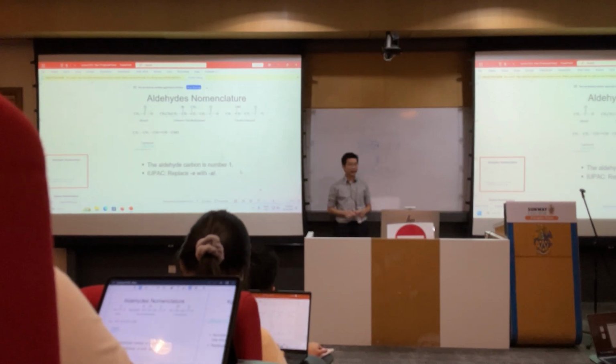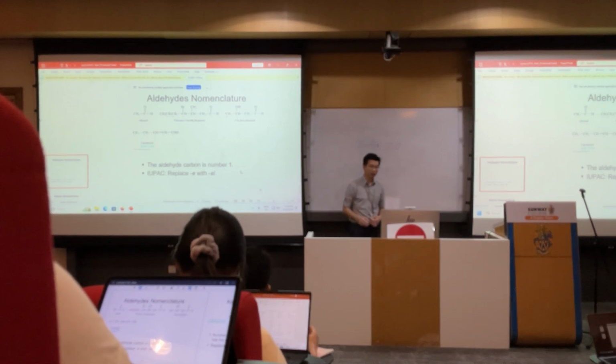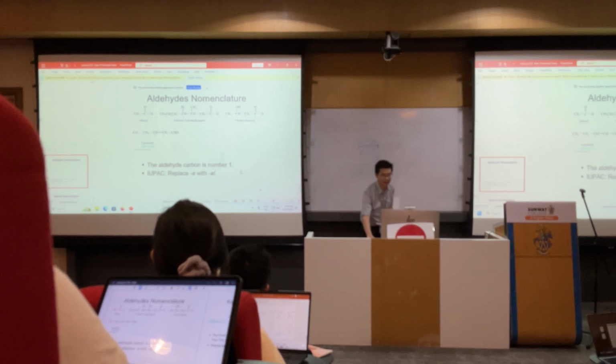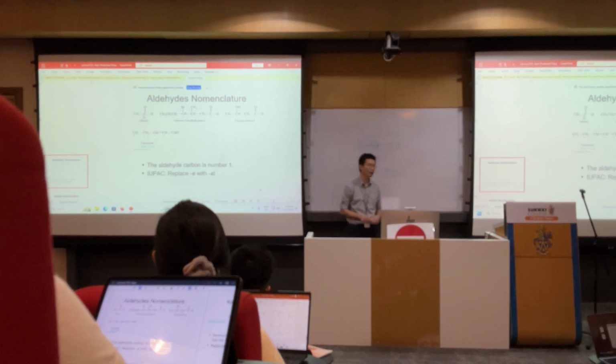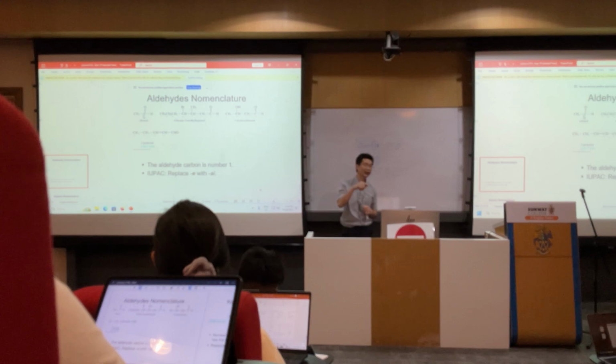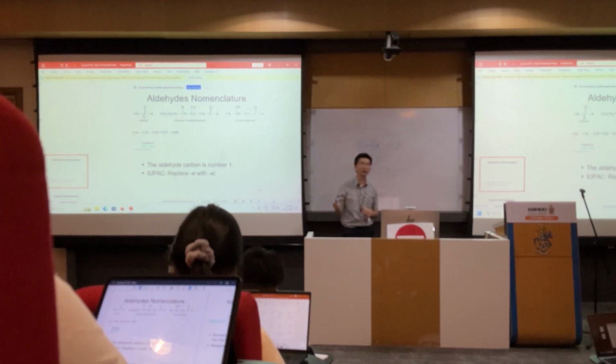So the nomenclature, as in the previous one, we identify the long chain, the carbon with the longest chain. For example, in this case, it has two carbons, so we call it an aldehyde. The suffix will be -al, in that case, ethanal. For ketone, the suffix will be -one.